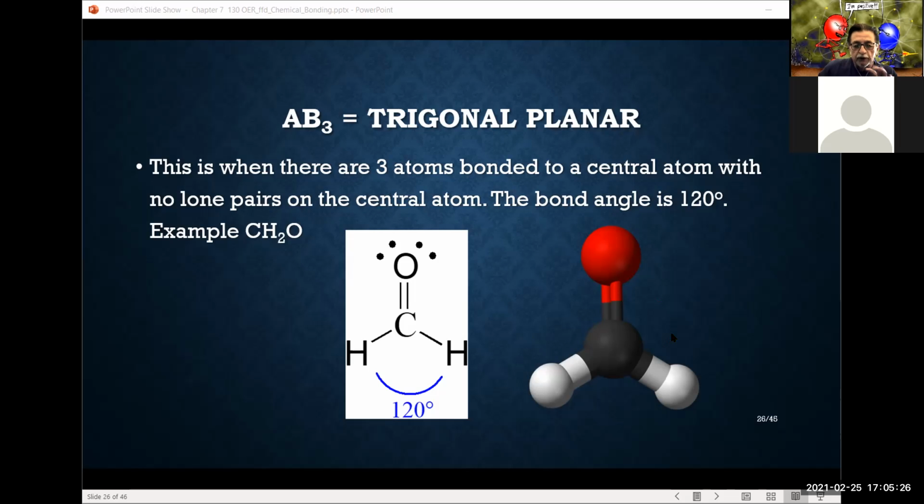So trigonal planar: the central atom here is carbon, and bonded around it are an oxygen and 2 hydrogens. The bond angle all around is 120 degrees.